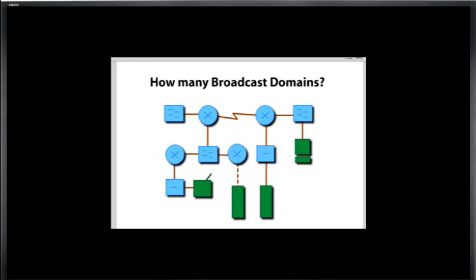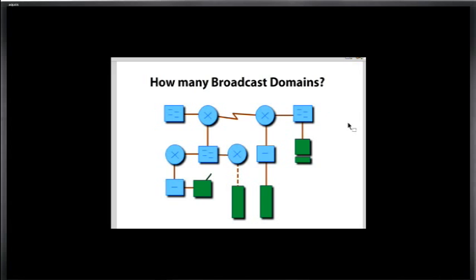Okay, let's look at the dreaded "how many broadcast domains" question. This is a typical question that you'll see in networking tests, networking certification exams, things like that. They're going to ask you how many broadcast domains. Well, you look at the diagram and you go, uh-oh. And a lot of people have a hard time with this question.